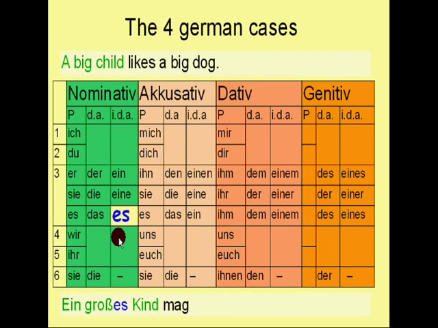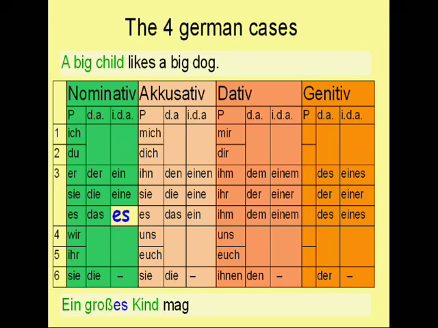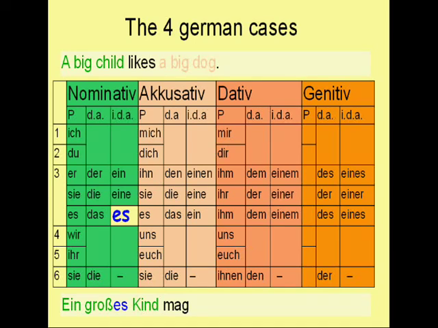It was es. The sentence therefore starts like this: Ein großes Kind mag. Now, as you know, after the verb likes follows in German the accusative case, which means that the big dog is now in the accusative case. And as you remember, the big dog is masculine in German, so the indefinite article for the big dog now is einen. The sentence therefore continues with einen Großhund.